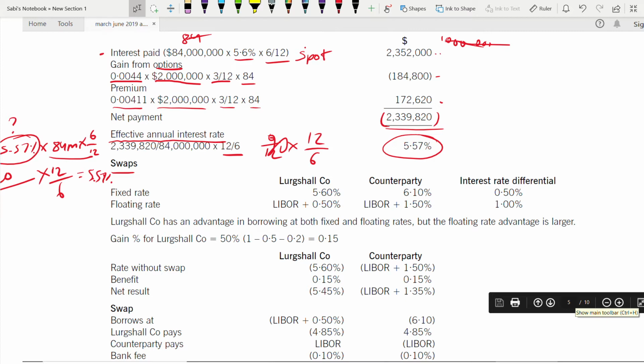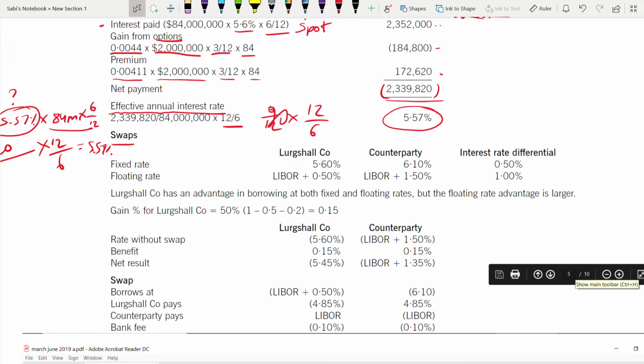You have to find the difference between the two fixed rates and the two variable rates. So 5.6 minus 6.1, 0.5%. Don't put in negative, you just have to find the difference, that's it. Then LIBOR plus 0.5 minus LIBOR plus 1.5. LIBOR gets cancelled. 1.5 minus 0.5 is just 1%.